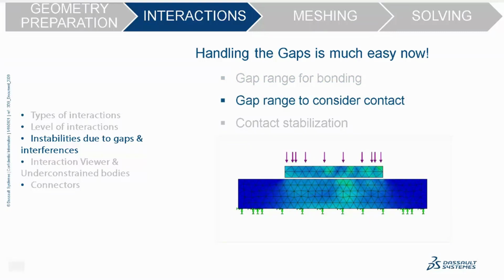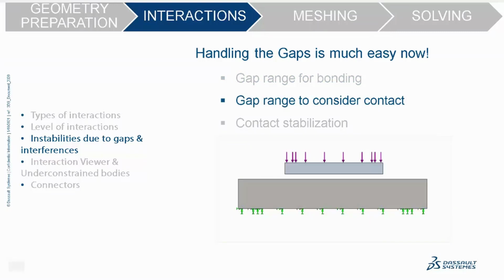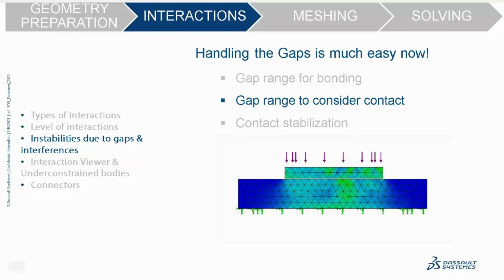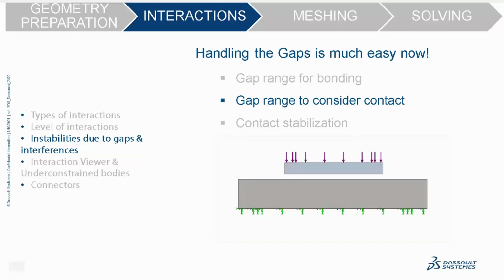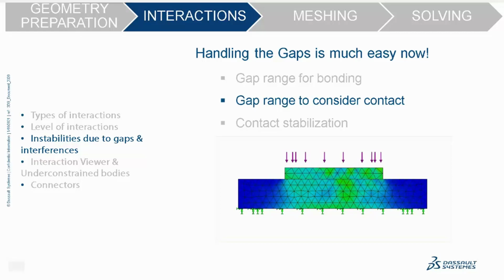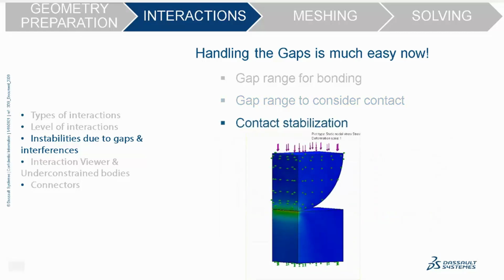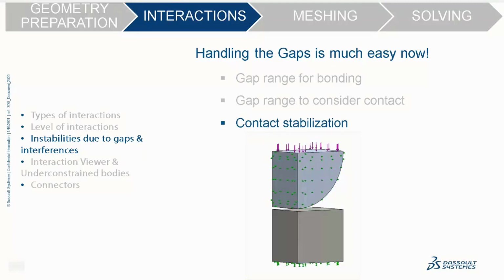Gap range to consider contact. In this case, you can specify an appropriate gap value to establish contact between the non-touching bodies. Contact stabilization. We know that real-life assemblies can have many imperfections, such as non-touching surfaces or clearances between the components. These gaps can make it difficult for the solver to get started. With contact stabilization, the solver can resolve instability issues encountered at the start of the solution before the contact is established.